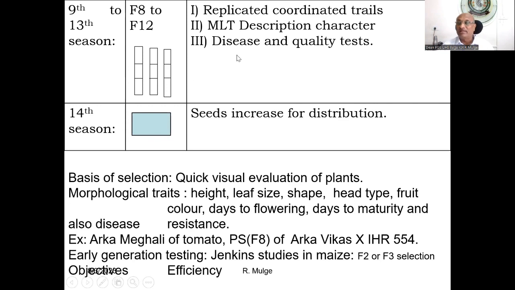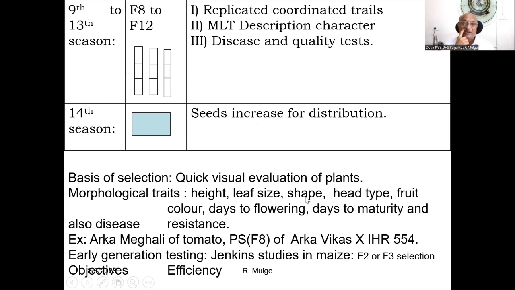Now it is falling in the channel that you can push it for release. That is how the release procedure works. You have to get the information from the zonal committees or the variety release committees. Based on that, you have to prepare the entire material for release. So in the 4th season, you can go for the seed multiplication and distribution of the seeds.